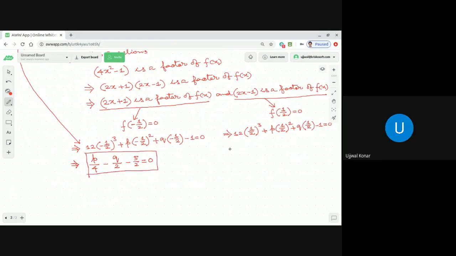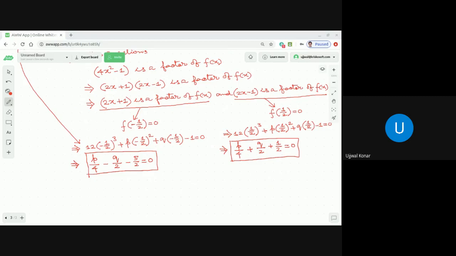And once you look into this one, from here what you get, if you simplify, I'm just writing the simplified form, that is p by 4 plus q by 2 plus 1 by 2 is equal to 0. Correct? Now, once we start solving these two equations, you will find the value of p and q.